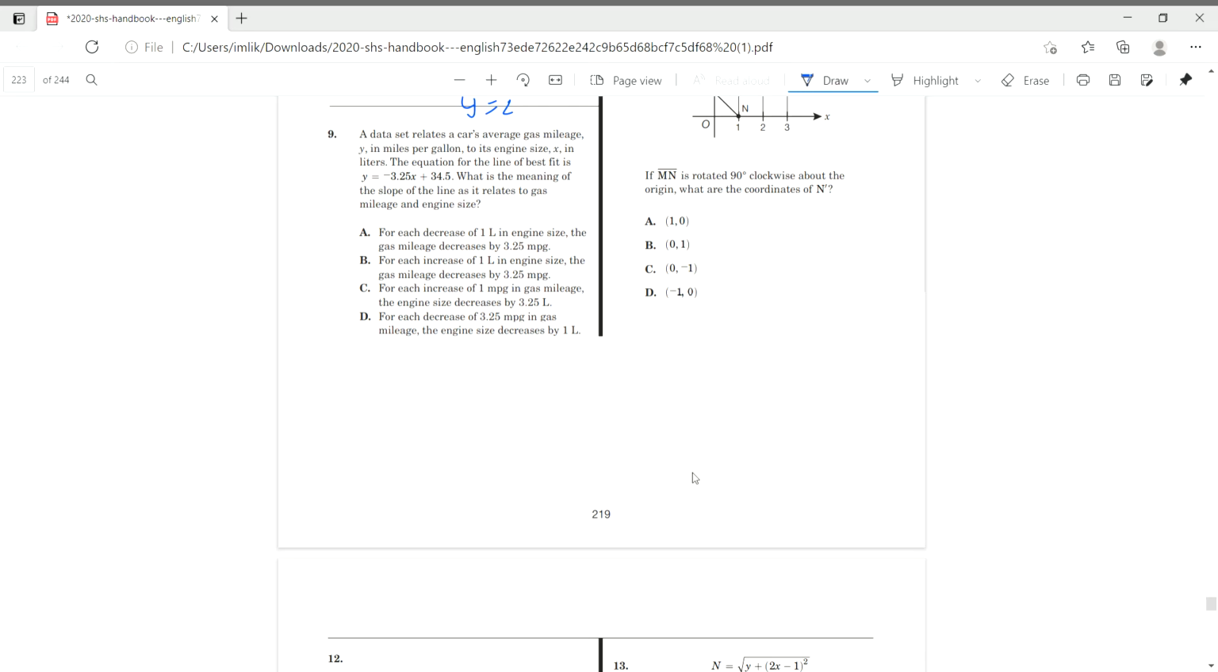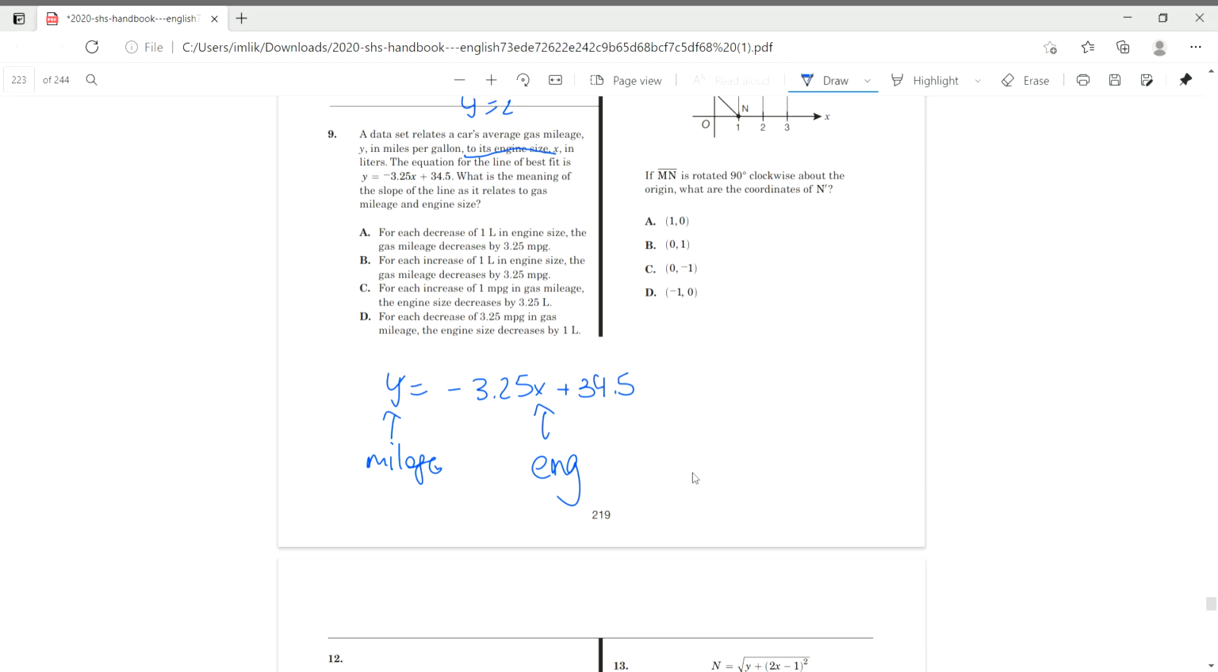So, well, we have this formula. And essentially it gives us, okay, its engine size x. So this is its engine size, and this is its mileage. So we know our answer has to relate to engine size. Yeah, now that we have that in place, we can look through our answers.